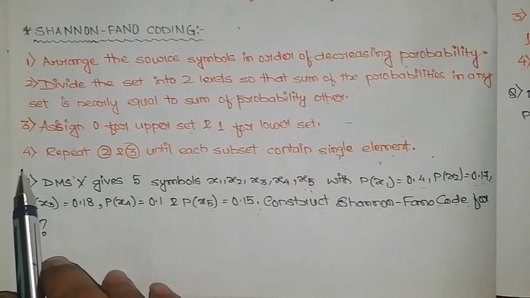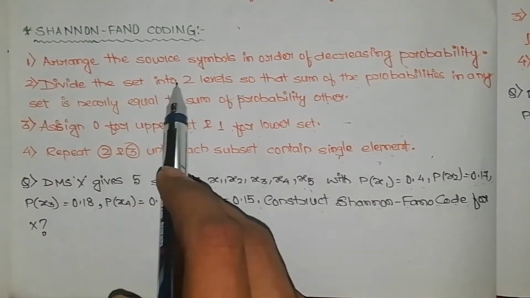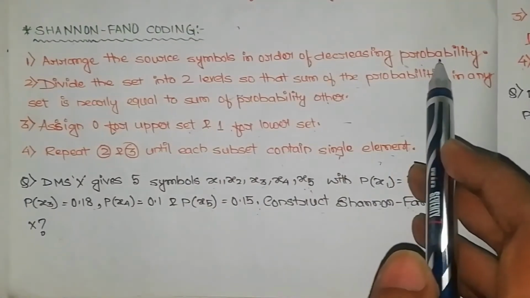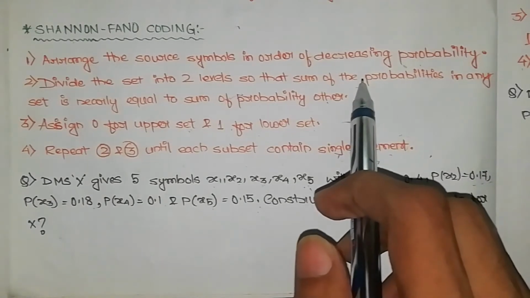This is the algorithm that we need to follow. So the first step is arrange the source symbols in the order of their decreasing probability. So we need to arrange the probabilities in the descending order.